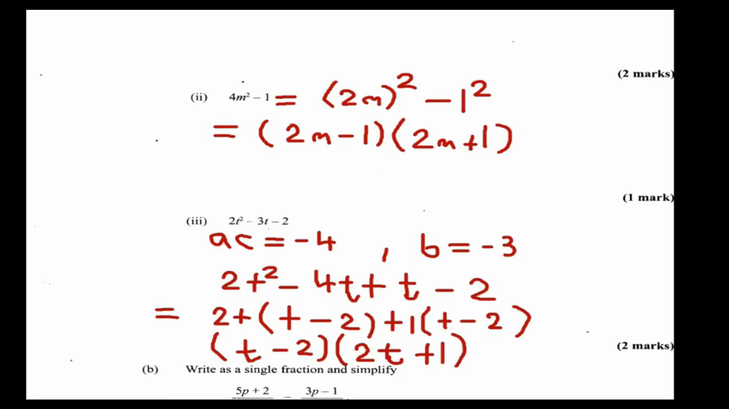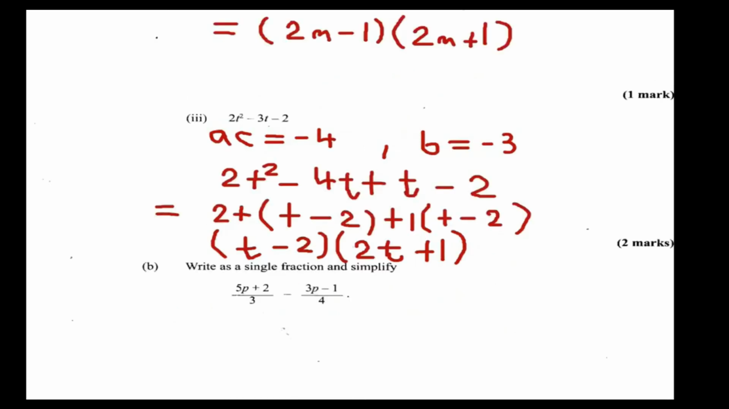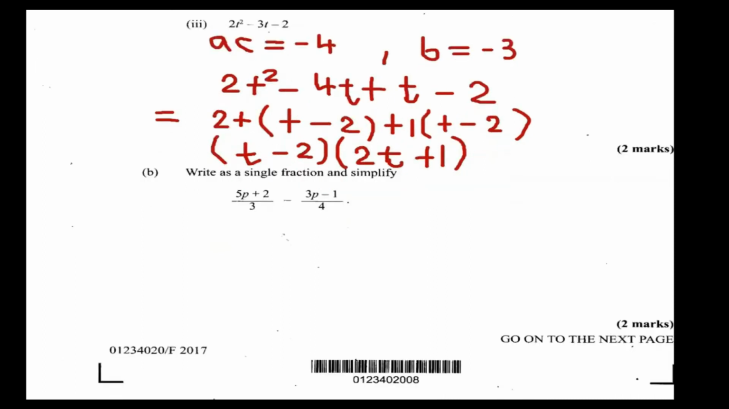Now it says, write as a single fraction and simplify 5p plus 2 over 3 minus 3p minus 4 over 4. So write as a single fraction and simplify. First thing with fractions is, in order to write as a single fraction, you find the LCM, and the LCM of 3 and 4 is 12.